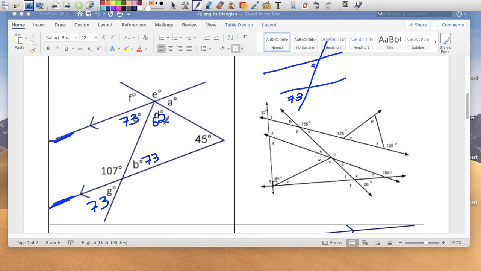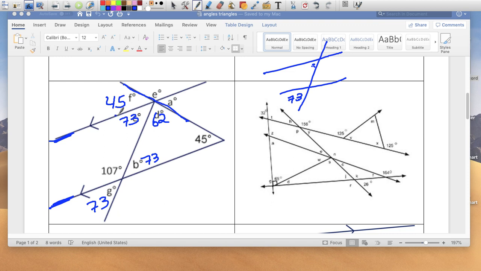So if that's 73, this is 62, we can definitely find F, right? If you look at the straight line here, isn't 62 plus 73 plus F 180? So 73 plus 62 equals 135, 180 minus 135. That's going to give me 45. So this is going to be 45. We can find everything else.